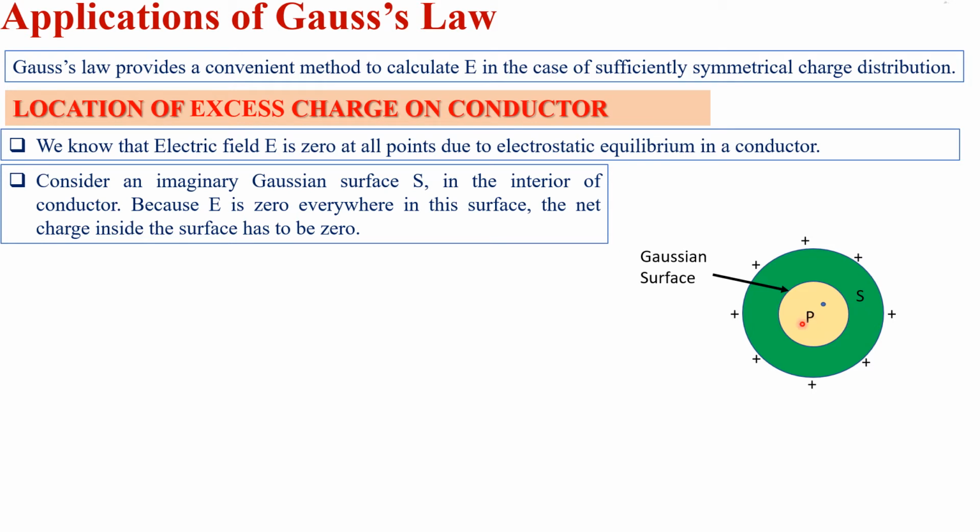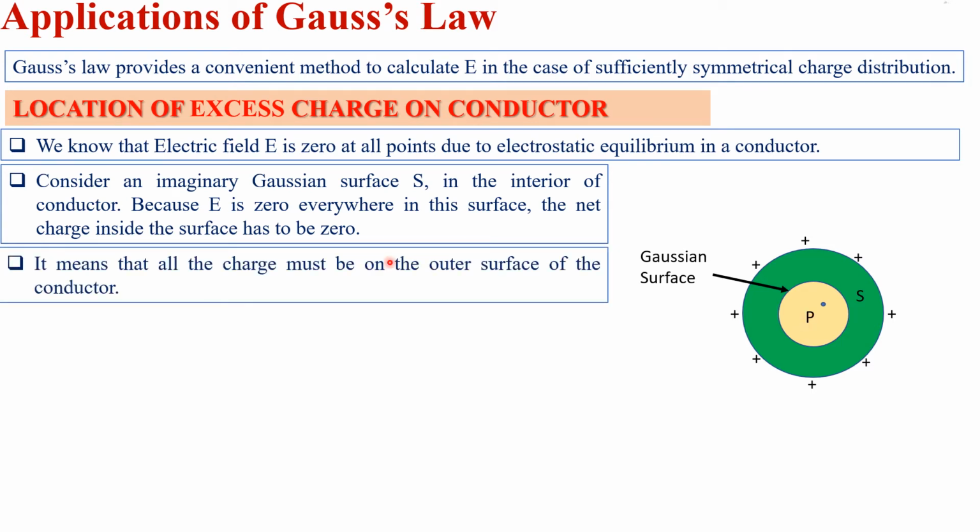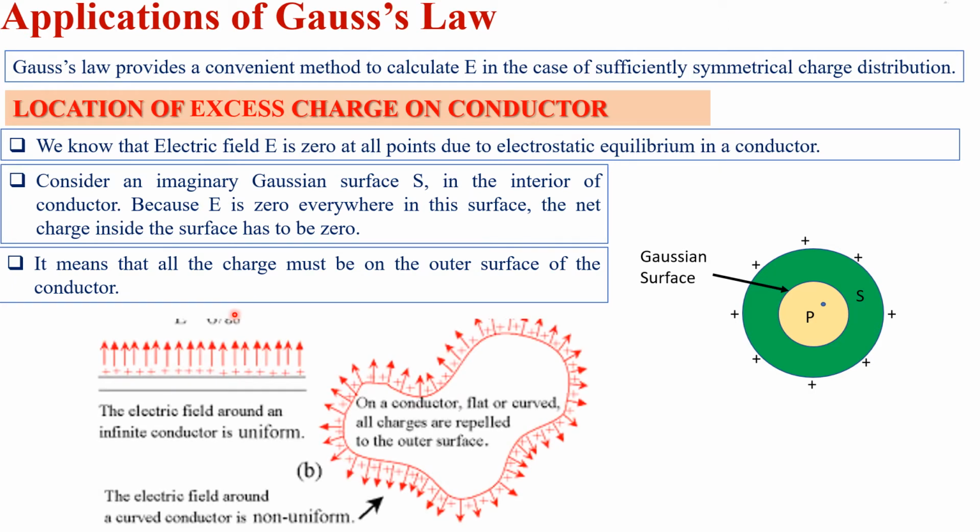It means that all the charge must be on the outer surface of the conductor. On a conductor, flat or curved, all charges are repelled to the outer surface and the electric field around a curved conductor is non-uniform. But the electric field around an infinite conductor is uniform.